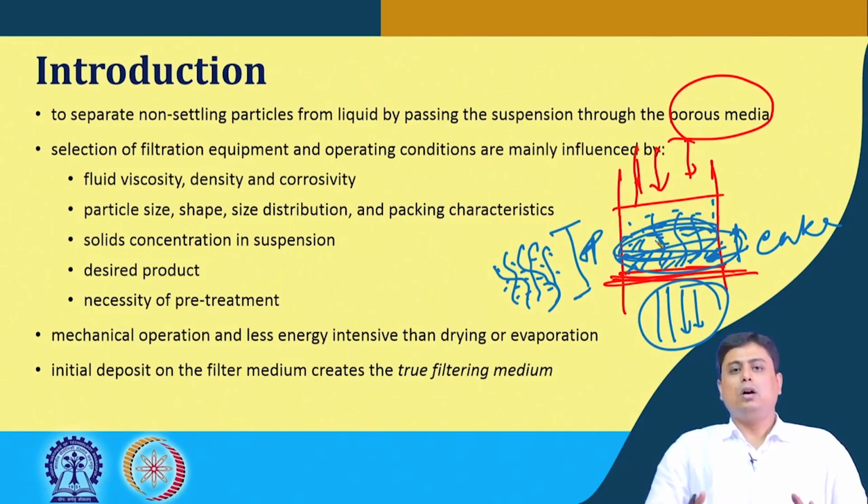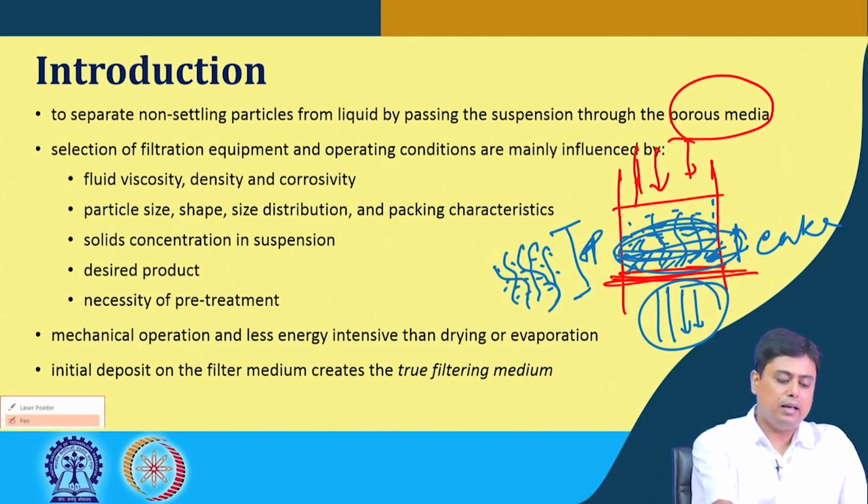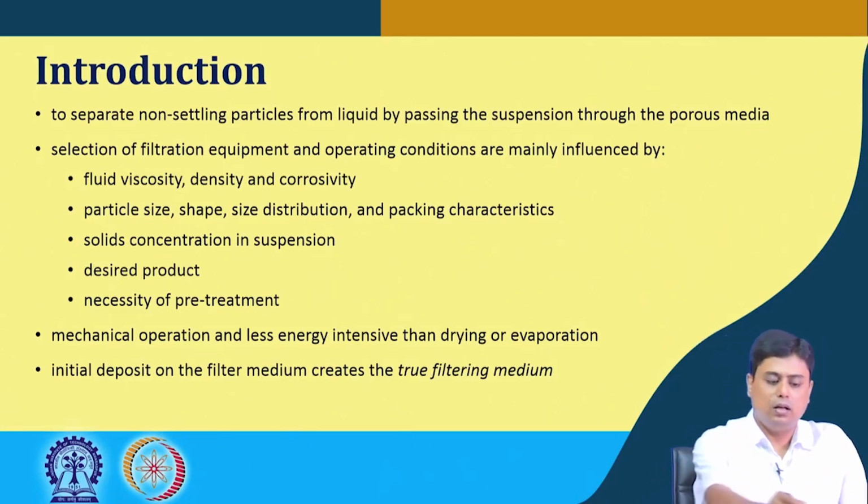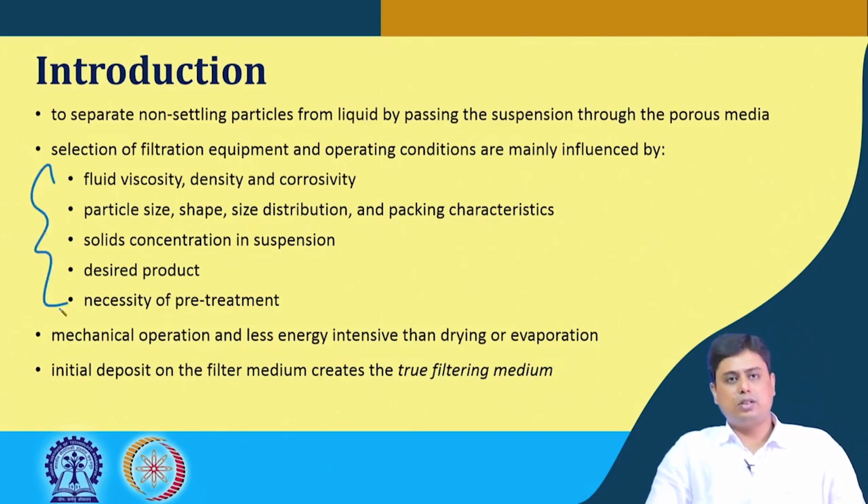So, when we try to find out what would be our ideal filtration equipment or operating condition, those are basically influenced by certain parameters. Those are the fluid viscosity, density and its corrosive nature with the filtration equipment's solid parts. This is one of the vital parameters, because on an industrial scale several fluids can create corrosion, fouling, etc. with the filtration equipment.